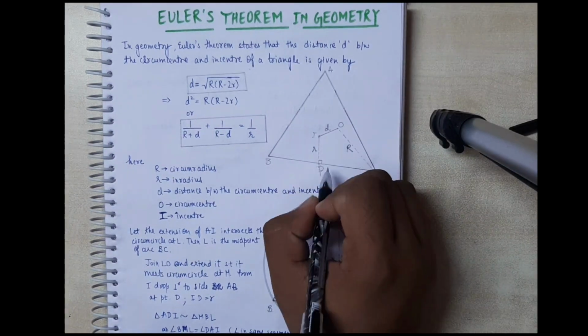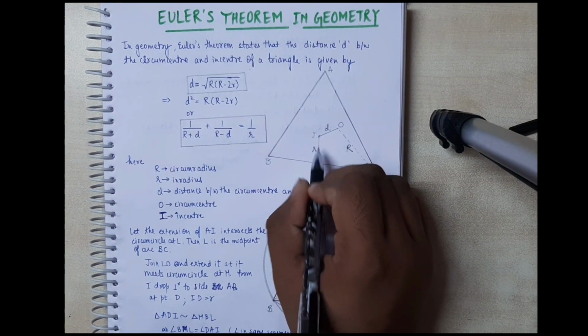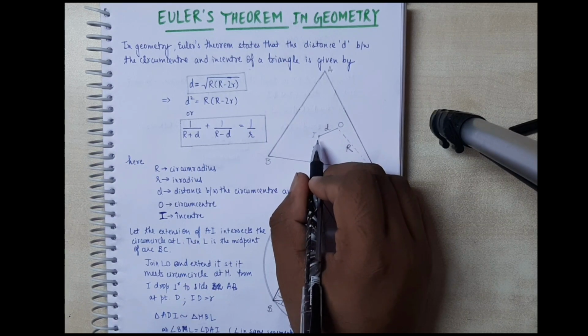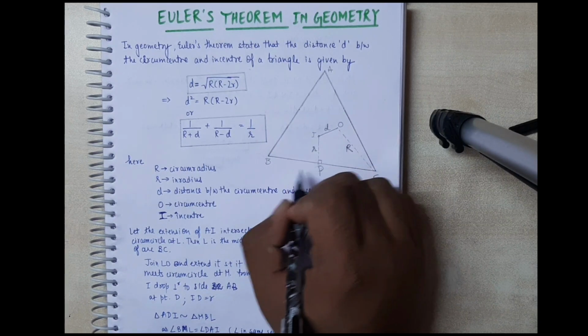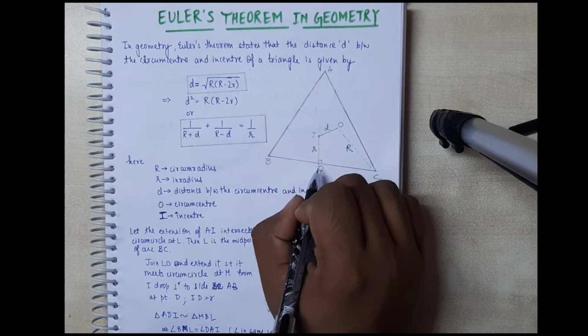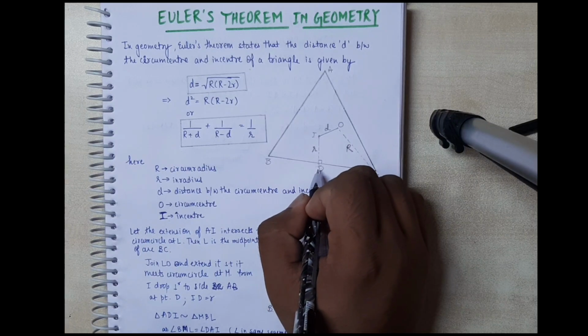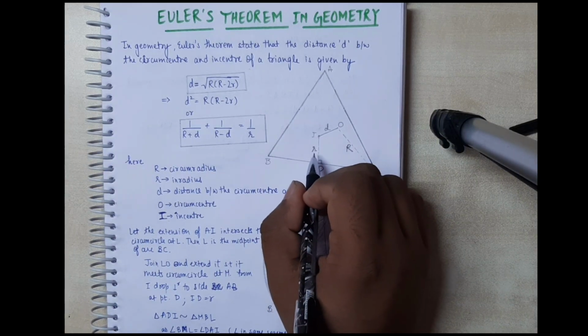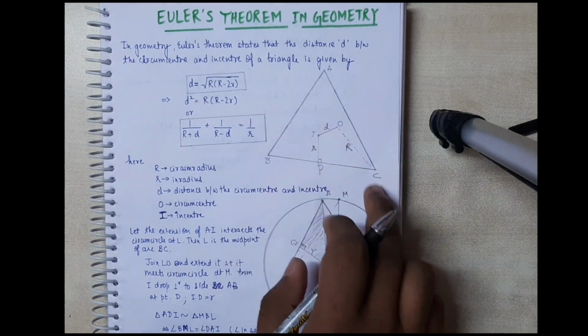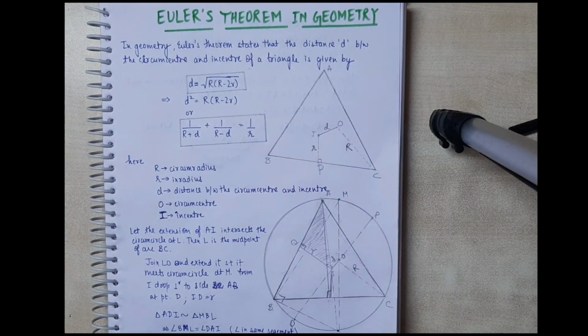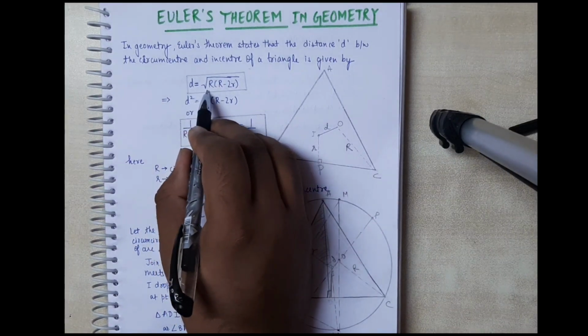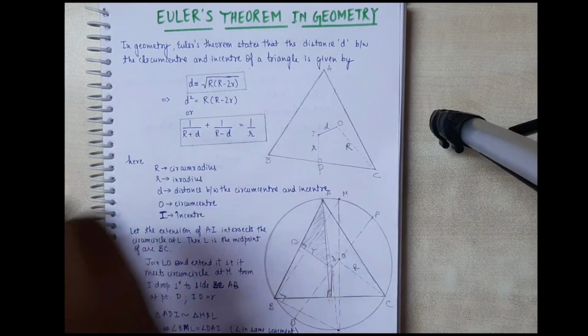Inradius is the perpendicular distance from the incenter to any side of the triangle. Like in this diagram, if I drop a perpendicular from point I onto the line BC, and the point where I drop this perpendicular, let it be P, then IP is the inradius, and OC is the circumradius. So Euler's theorem relates the circumradius, the inradius, and the distance between circumcenter and incenter, which is d equals root of R into R minus 2r.